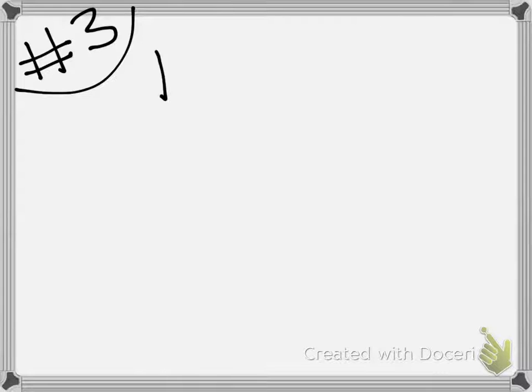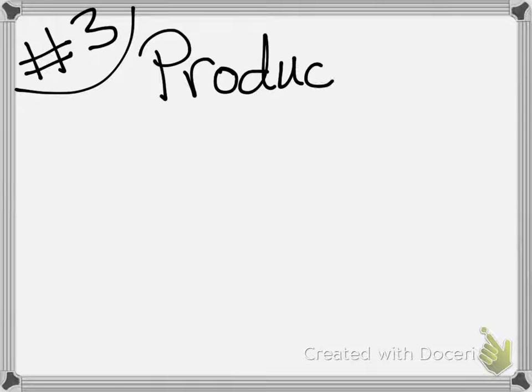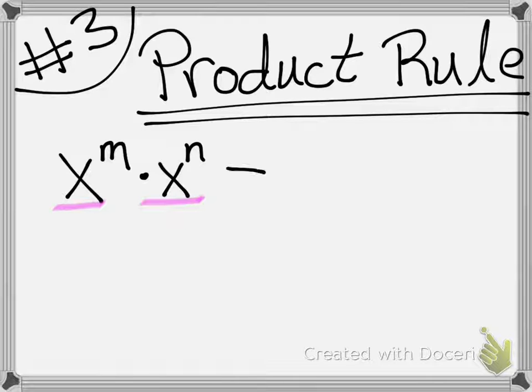Alright, here we go. Alright, so rule number 3 is the product rule. Product means we're multiplying stuff together. So, if we are multiplying two things that have the same base, notice that both of these have a base of x. They can be anything, but they have to be the same. Then all we do, we get to write that base one time, and we add the exponents, m and n. Just add them together.